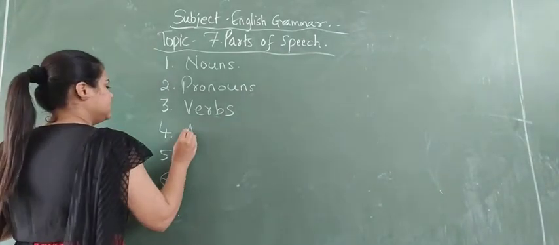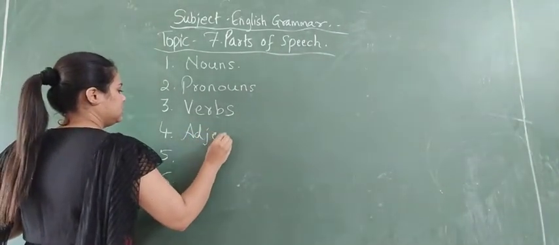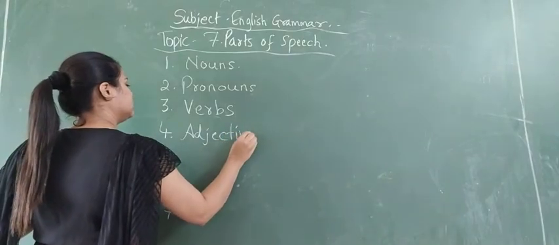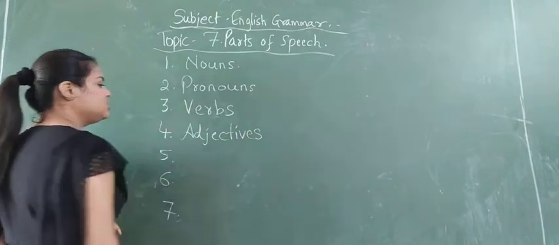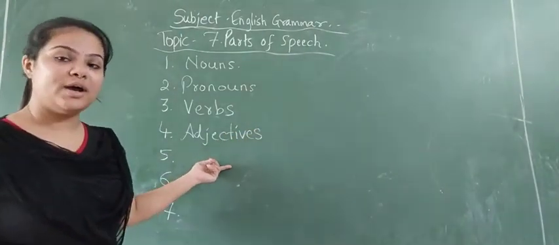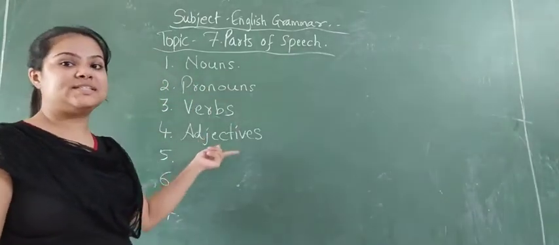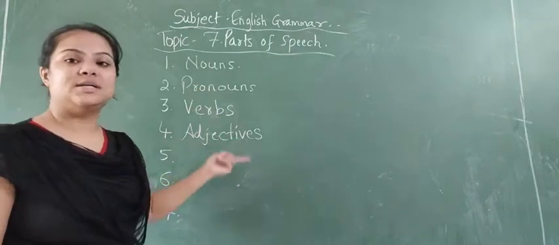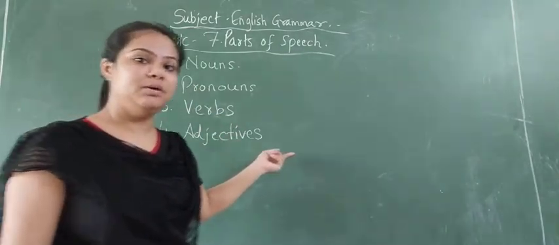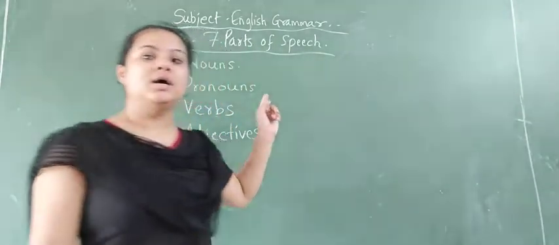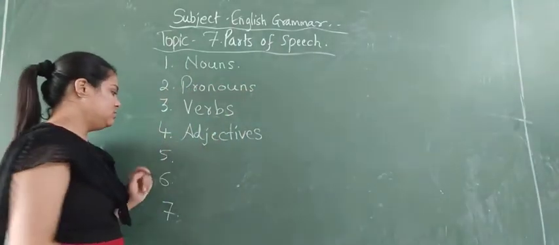After that, adjective. Adjective are those words which describe a noun, है ना. Noun को describe करने वाले words को कहा जाता है adjective. So describing words of noun are called the adjectives.